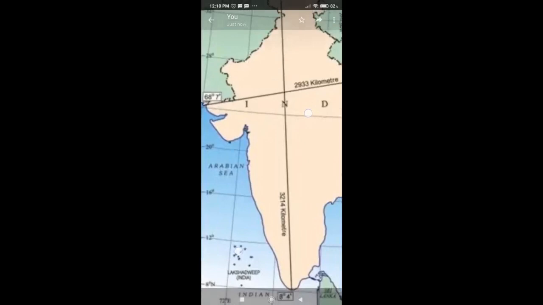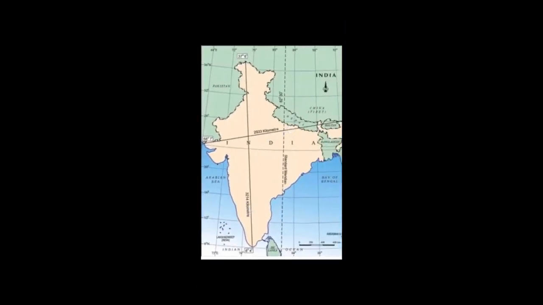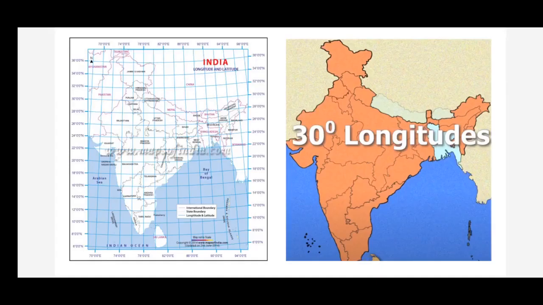It means what, children? If you subtract 97 minus 68, you will get 30 longitudes. So it means 30 longitudes are passing through India. Do you understand now? Through India, 30 longitudes are passing, which you can see in this picture. The original picture of India on the globe-like grid, you can see in the first picture. Normally we have 30 longitudes passing through India.